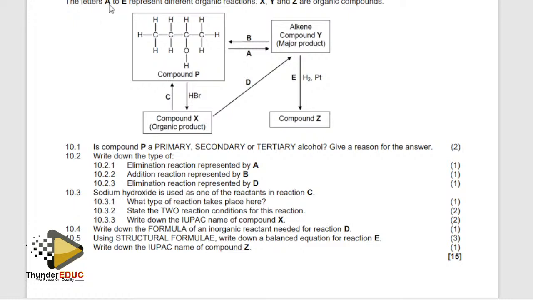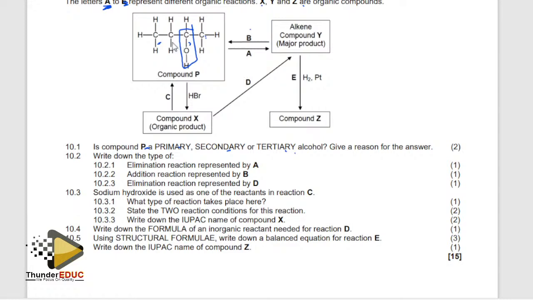They're saying that A to E represent different organic compounds, X, Y, and Z. Is compound P a primary, secondary, or tertiary alcohol? We talked about this. Where is compound P? It's the carbon atom with the functional group here. How many carbon atoms are attached? It's 2 carbon atoms. Therefore, it's secondary. If it is 2, it means secondary.